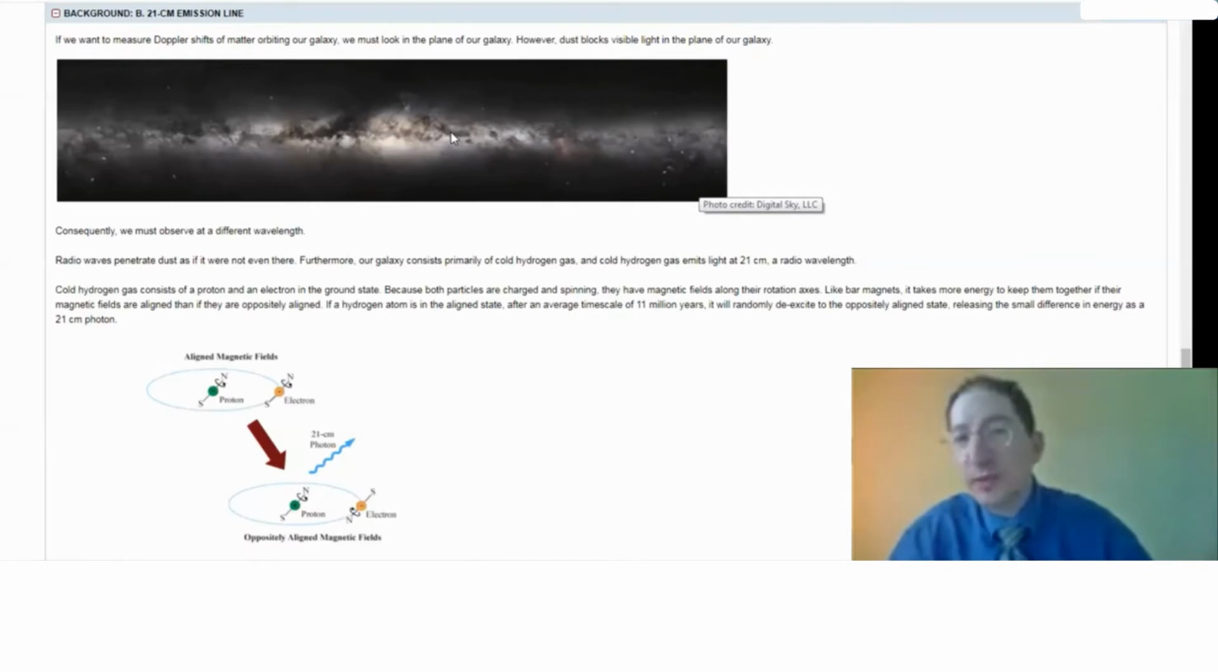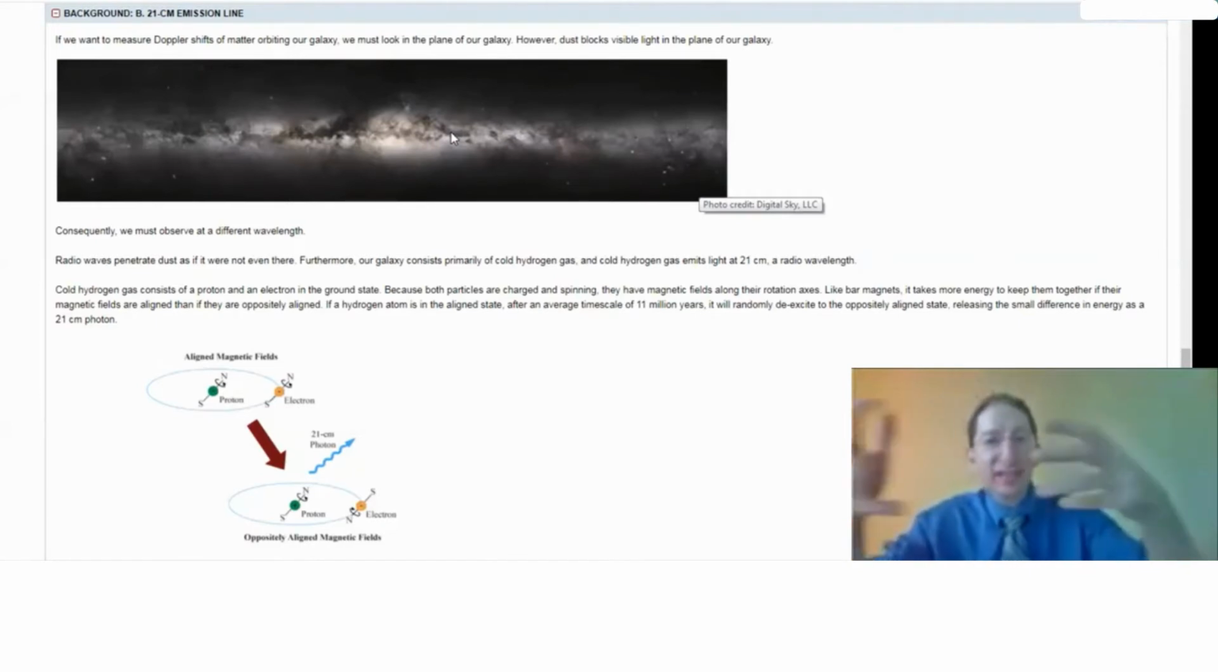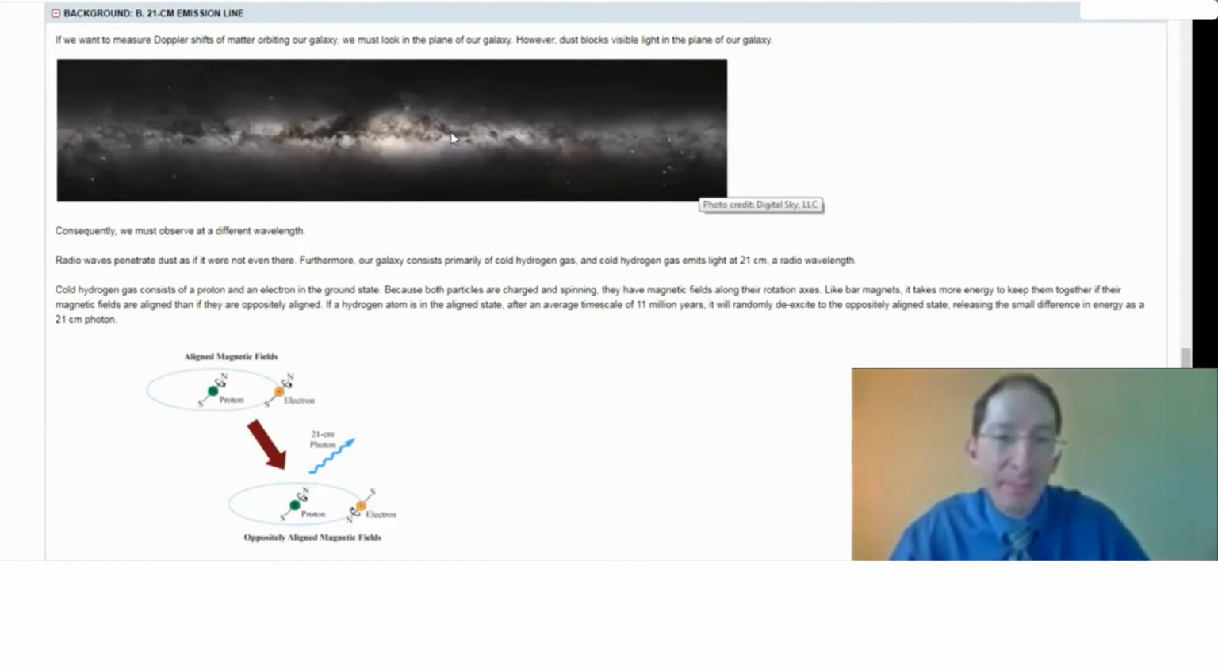So this is just something we can't do at visible wavelengths. We can't probe the entire galaxy, just light that's relatively nearby. It's not blocked by dust.